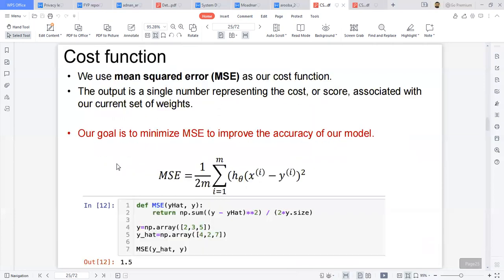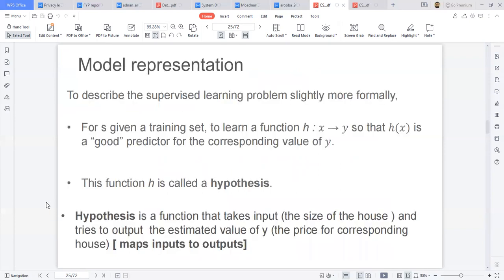So this is the cost function. We use mean squared error as our cost function. The output is a single number representing the cost, a score associated with one set of weights. Our goal is to minimize MSE, mean squared error, to improve the accuracy of our model. This is the code for that. I think it's easy.